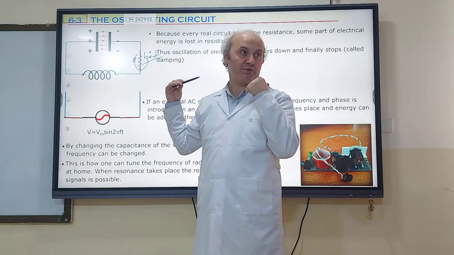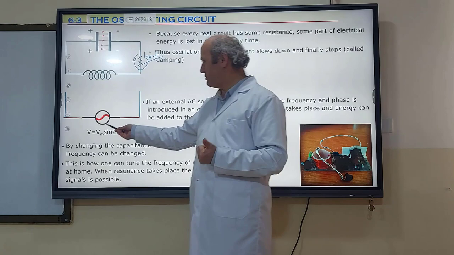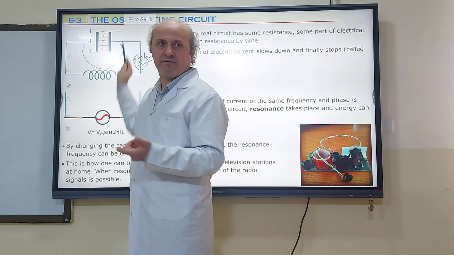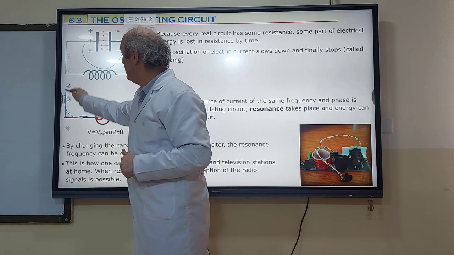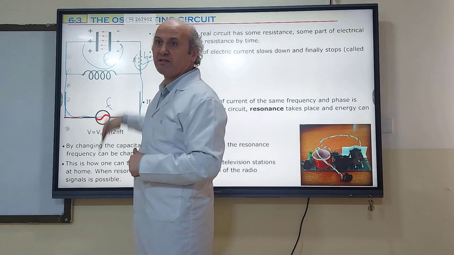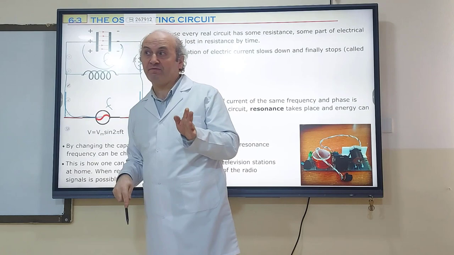What kind of source are we going to use? An AC source. Why? Because the electric current is oscillating: positive, negative, positive, negative. We have to use a source that produces positive, negative, positive, negative, which is a generator. But if you want energy from this generator to go to this oscillating circuit, the frequency of the generator and the frequency of this oscillating circuit must match. They must have the same frequency.